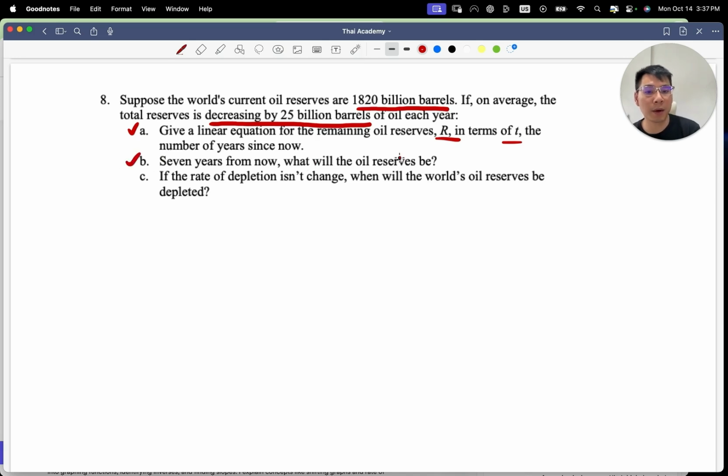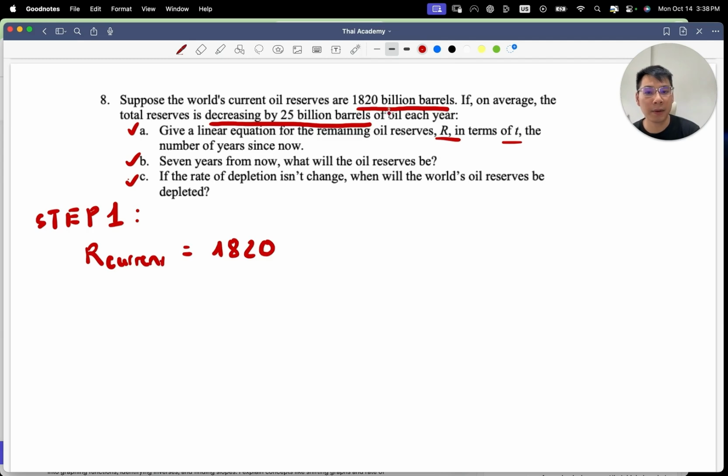Or 7 years from now, what will the oil reserves be? And the third question is, if the rate of depletion isn't changed, when will the oil reserve be depleted? Okay, so in order to do this problem, step number 1 is you are going to set up the key data. First, you're going to have the current oil reserve, right? So R current is equal to 20 billion.